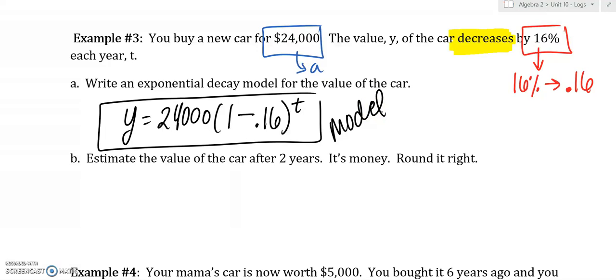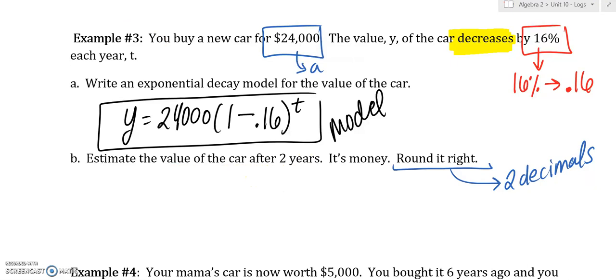Okay, so now let's see what else they gave me. Estimate the value of the car after 2 years. Talking about money here. Round it right, sorry, not round it up. Okay, money. We have 10 cents, 15 cents, 35 cents, so that means we could go to 2 decimal places. Okay, anyway, let's back up. Estimate the value of the car after 2 years.